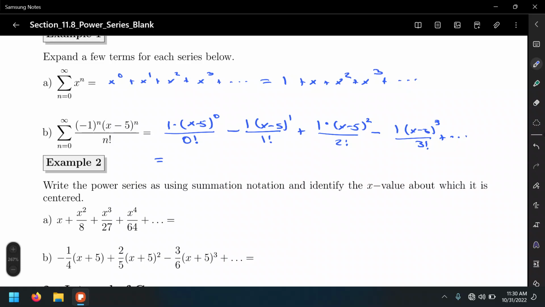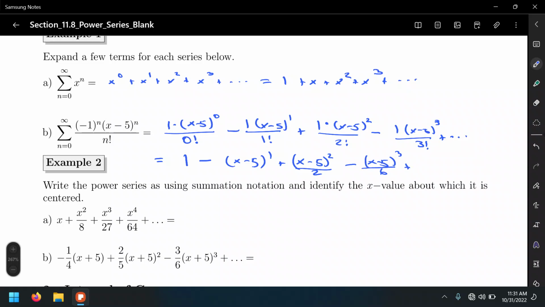That equals, well, (x - 5) to the 0 power is 1, times 1 equals 1, divided by 0 factorial, which is 1. Well, that is going to give us a 1. Minus, okay, (x - 5) to the first power, that's simply x - 5, and 1 over 1 factorial, that's simply 1. And that's going to be (x - 5) quantity squared divided by 2 factorial, which is 2, and minus (x - 5) to the third power, which is divided by 3 factorial, which is 6.